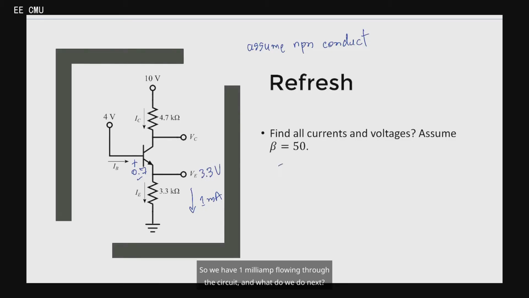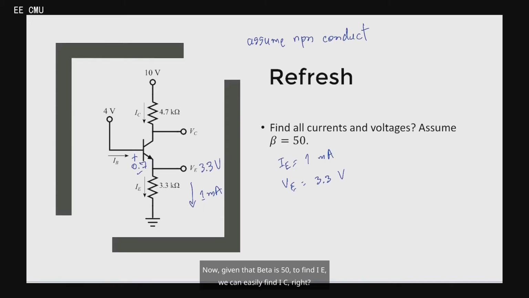So we have 1 milliamp flowing through the circuit, and what do we do next? Well, we have IE equals 1 milliamp, right? And VE is 3.3 volts. Now, given that beta is 50, to find IE, we can easily find IC, right? Remember, IC is approximately equal to IE, or more precisely, alpha times IE. You can try calculating the exact value on your calculator right now to see just how much it is and compare it to our approximation. And what about VC? What is the value of VC?